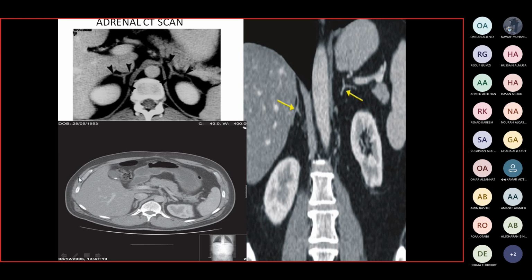What is this imaging modality? CT scan. What is the plane? I think this is an axial view. This is an axial view. Okay, this is the adrenal gland. Is it left or right? I think this is left. This is the left adrenal gland. This is a magnified image of the CT to demonstrate the adrenal gland. This is the right adrenal gland, and this is the left adrenal gland.